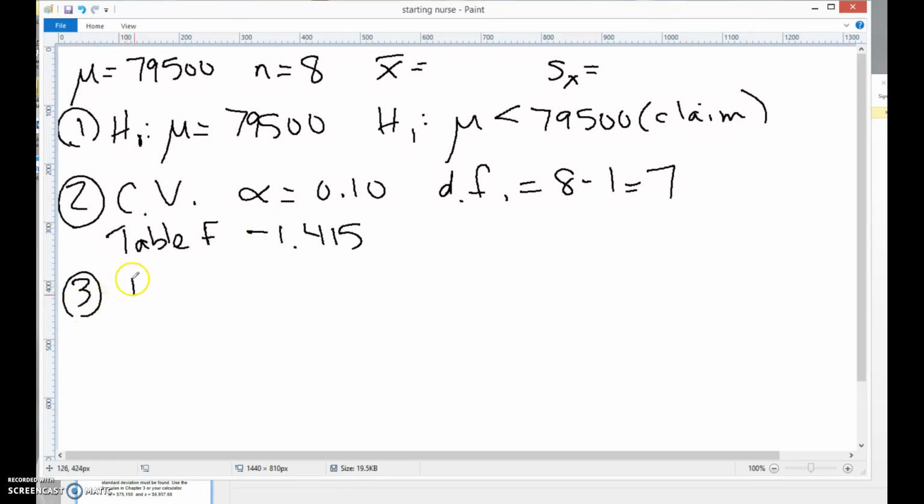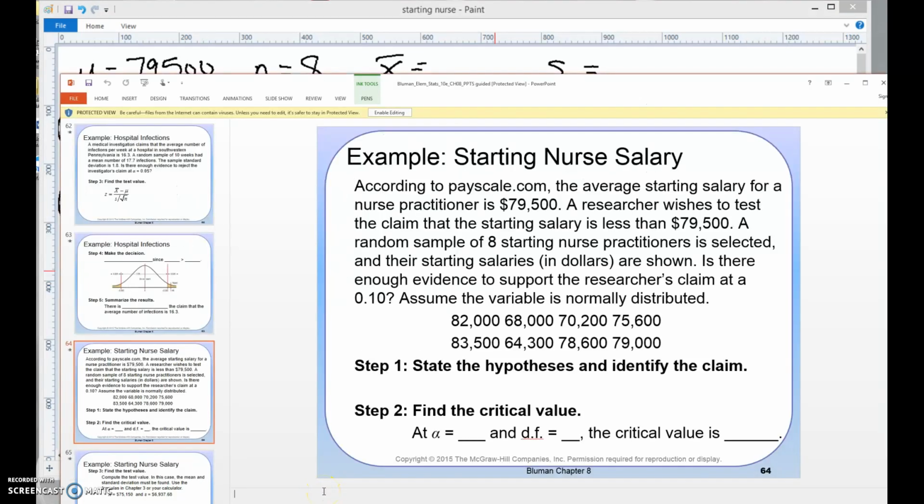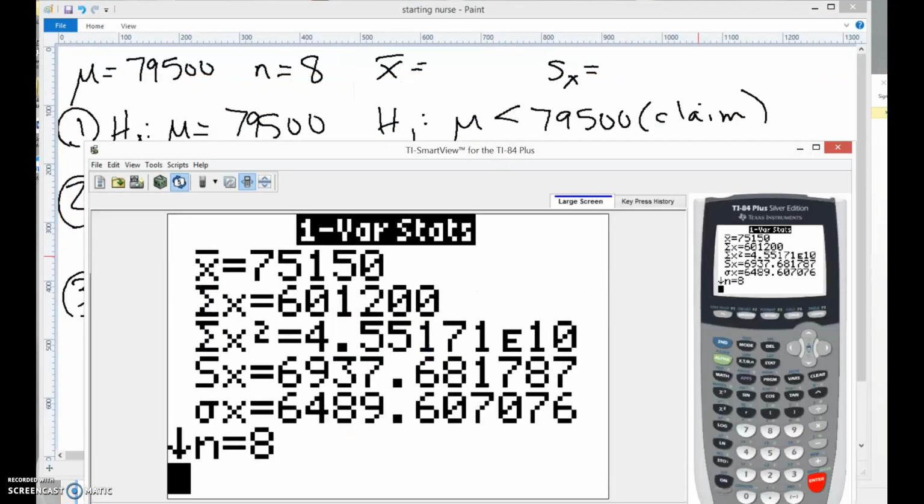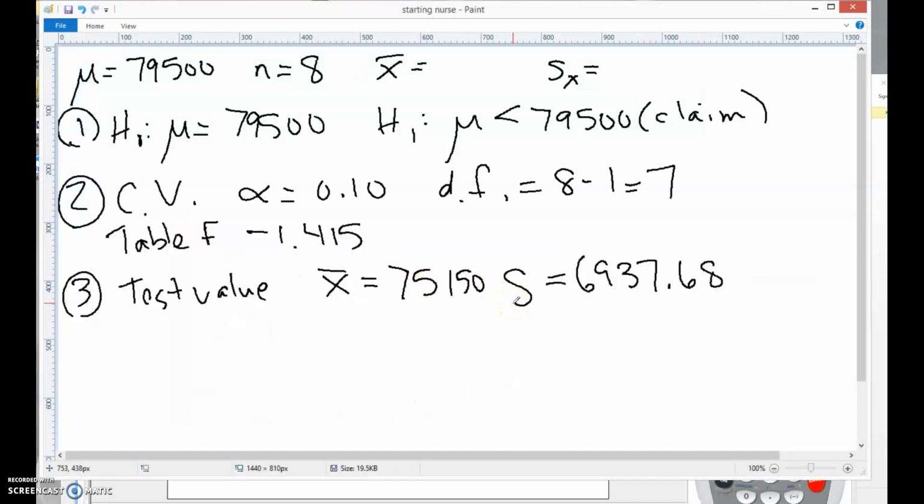Step 3 now, we're going to do our test value. This is where we are going to need to identify what the mean is and the standard deviation of the values. So at this point, I would ask you to pause the video, go ahead and enter in your data values from the situation. I'll put that back up on the screen here. Get that entered in, and we need to find the mean of that sample as well as the standard deviation. Now that I've entered that into my calculator, I can get my X bar and my standard deviation.